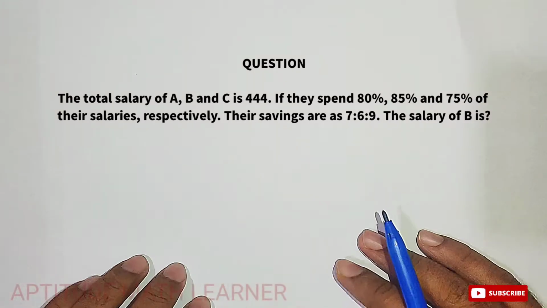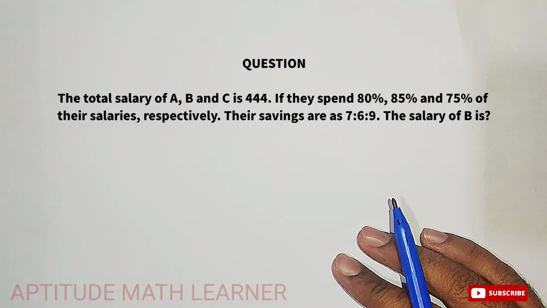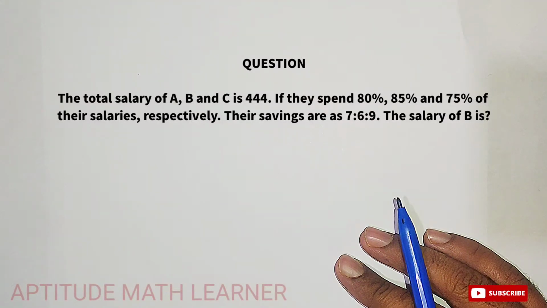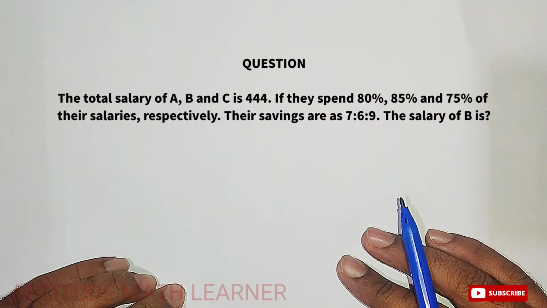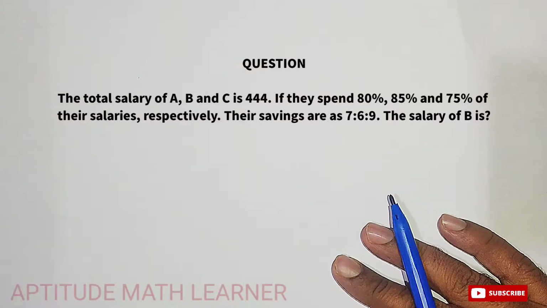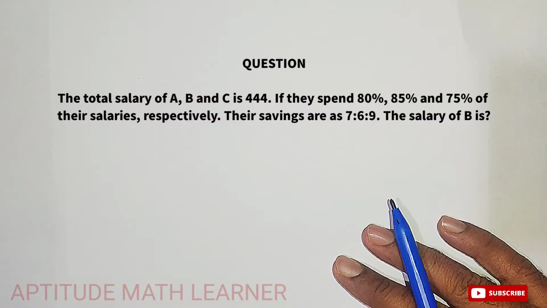Today we have a question: the total salary of A, B, C is rupees 444. If they spend 80%, 85% and 75% of their salaries respectively, then their savings are as 7:6:9. The salary of B is what we have to find out.